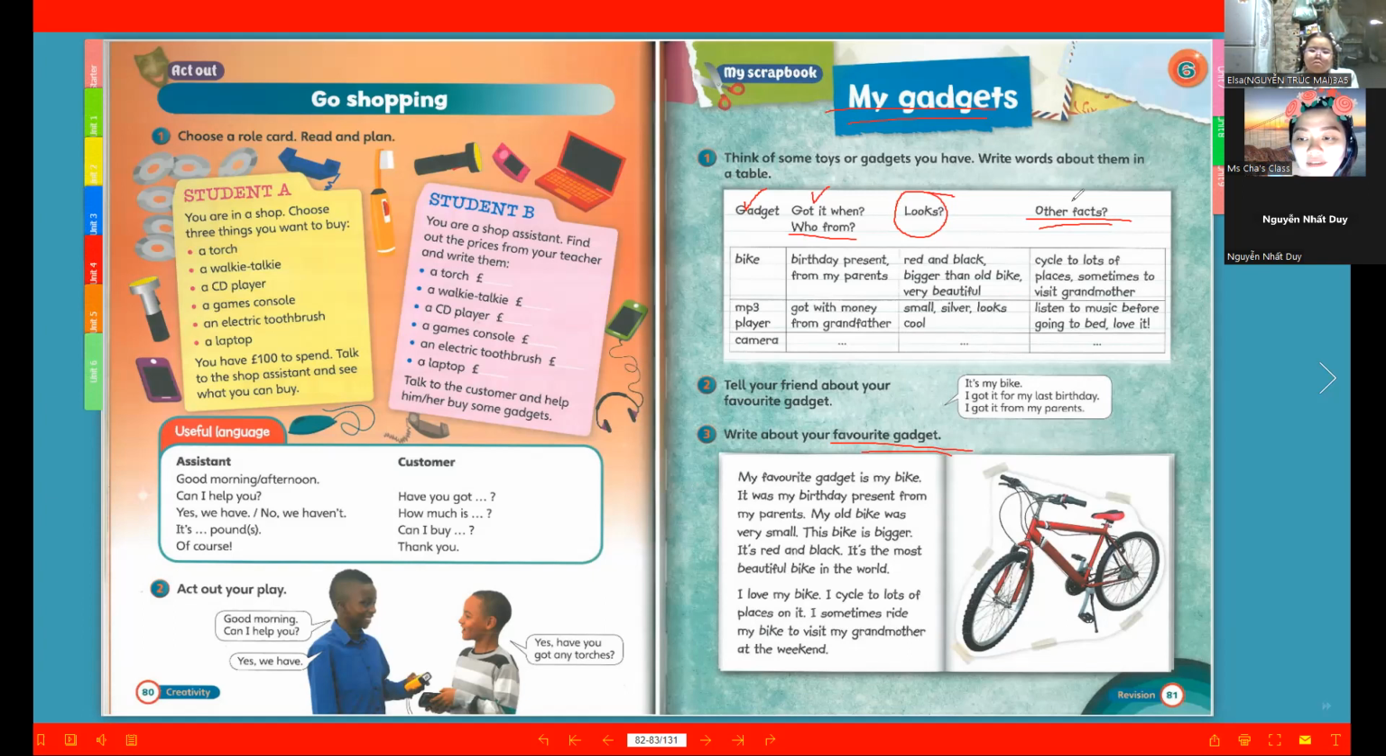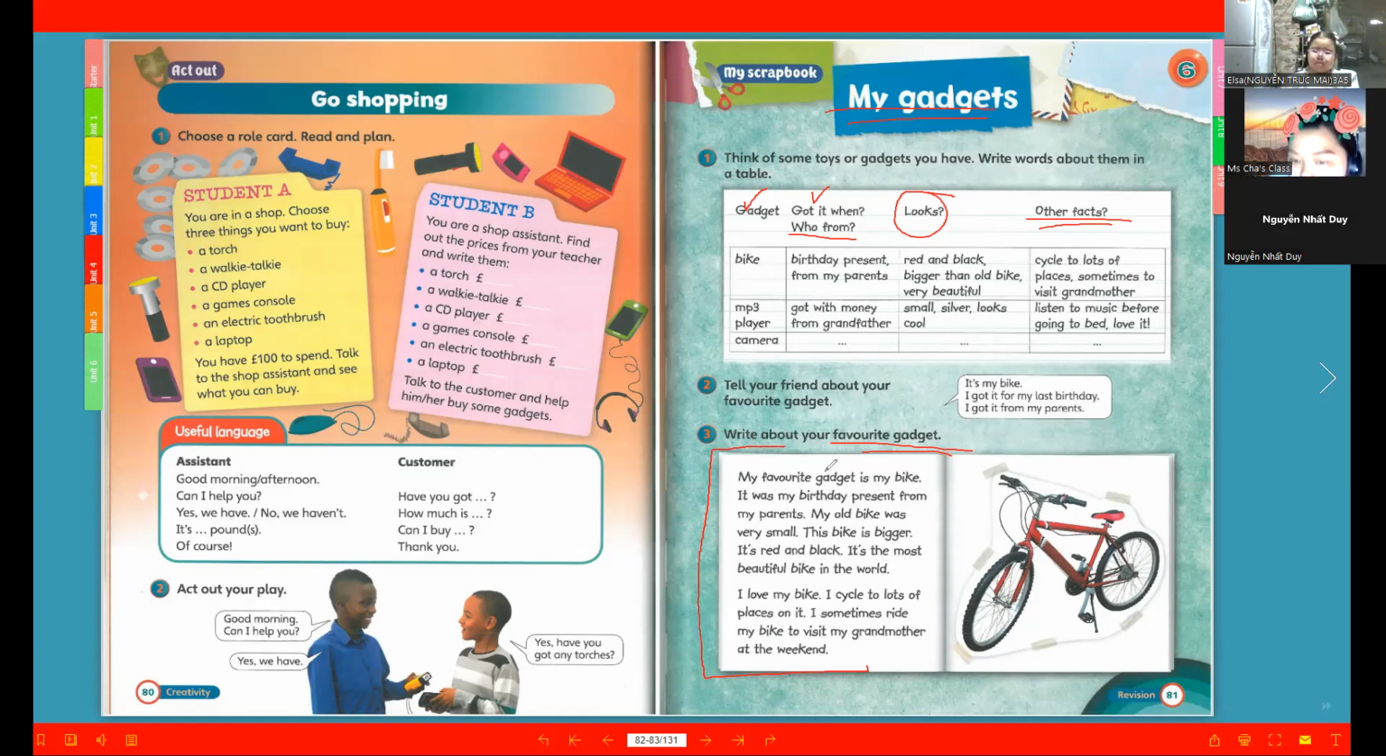Okay, so just for you to have an idea of what you're going to do, I want you to read the example from the bottom. Kindly read. Favorite gadget is my bike. It was my birthday present from my parents. My old bike was very small. This bike is bigger. It's red and black. It's the most beautiful bike in the world. I love my bike. I cycle to lots of places on it. I sometimes ride my bike to visit my grandmother at the weekend.